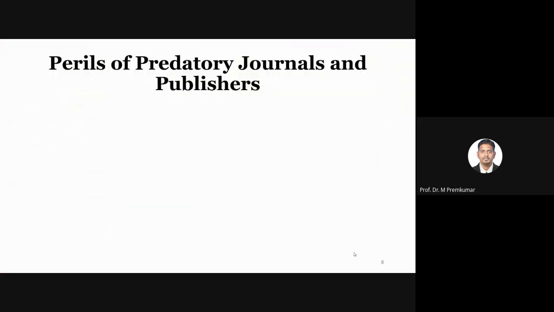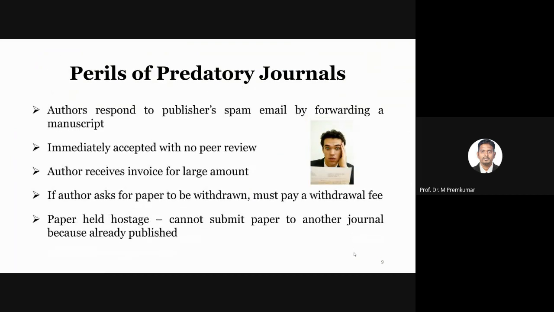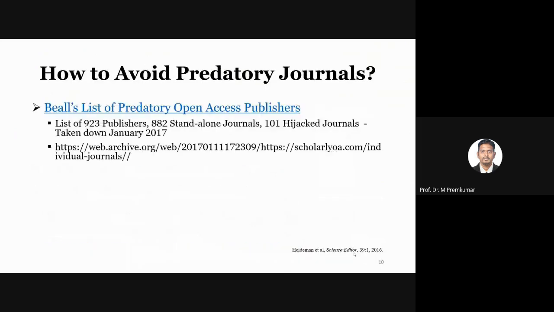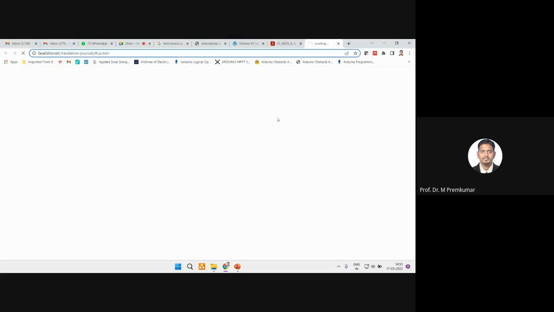So how to identify predatory journals? Whether this journal is predatory or not, how to identify it? For that we have a lot of websites. You just go to the website and check it. This is one of the websites: Beall's list of predatory open access publishers. Just go to this website, then you can check whether your publisher or your journal is predatory or not. As I told you, InterCNC is a predatory journal. You can see that in Beall's list it is already updated.